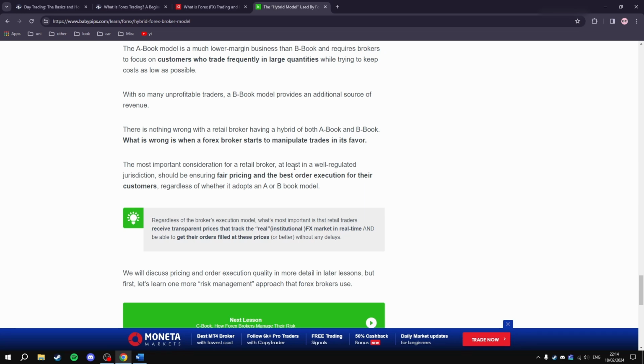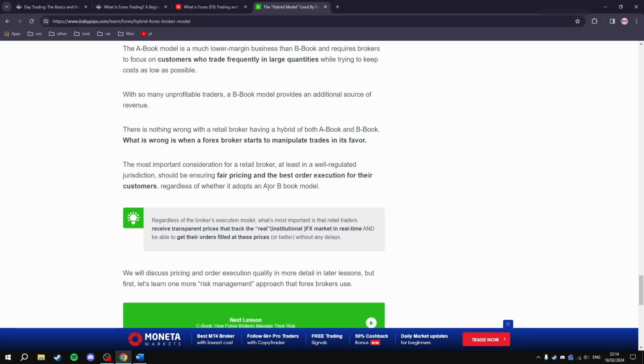There is nothing wrong with a retail broker having a hybrid of both A-book and B-book. What is wrong is when a Forex broker starts manipulating trades in its favour. The most important consideration for a retail broker, at least in a well-regulated jurisdiction, should be ensuring fair pricing and best order execution for their customers, regardless of whether it adopts an A or B-book model.